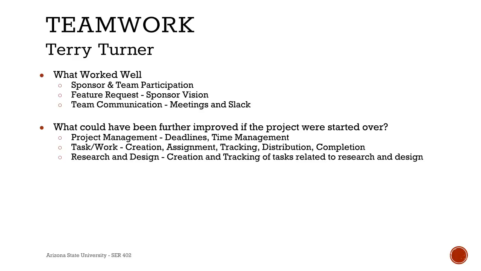Some things that could be improved relate to project management, basically meeting deadlines, and that comes back to better time management. Also, task and work assignment, tracking, distribution, and completion could be improved. There were times when people were either working on the same task, didn't have a task assigned to them, or were not able to complete their task, and that comes back to better task assignment, tracking, distribution, and completion.